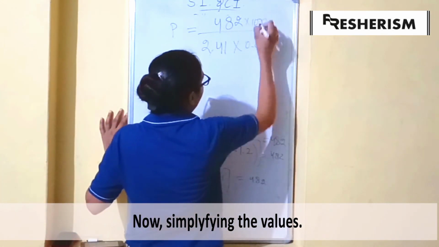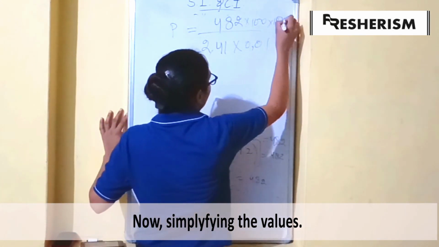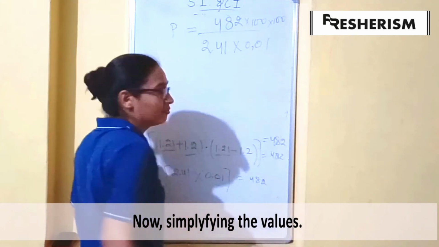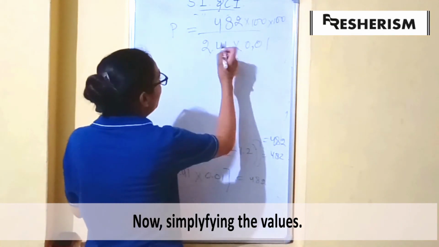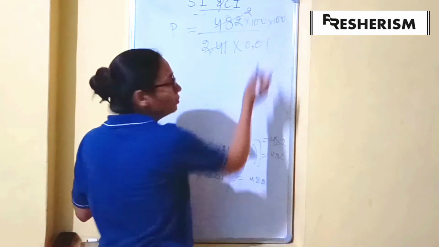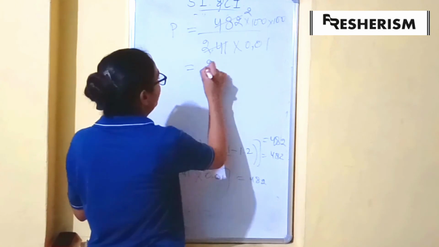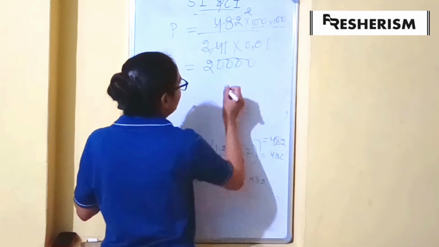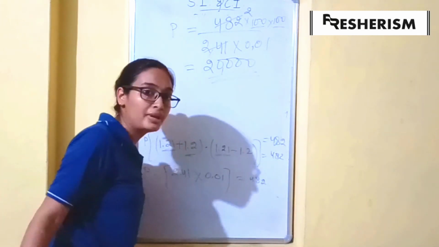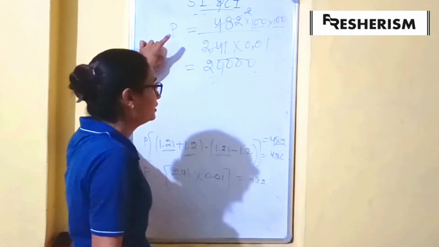Let us get 100 into 100. So here we have got 1. All we need to do is with this: 241, 2s are 482. So we get 2 and there are 4 zeros. That gives us 20,000. So our principal was 20,000 here.